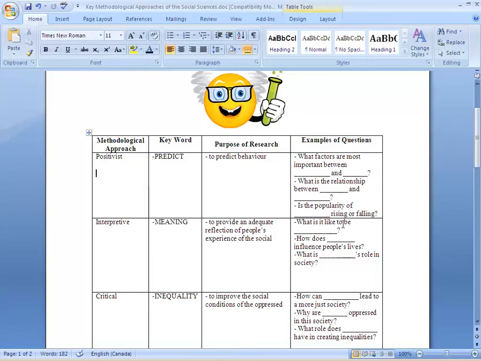What is it like to be a parent? What is it like to be a Facebook friend? What does it mean to favorite a tweet? Does it mean acknowledge? What does it actually mean? How does social media influence people's lives? How does income influence people's lives? So looking for the meaning. What is social media's role in society?